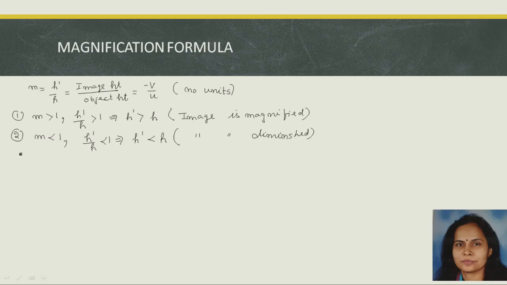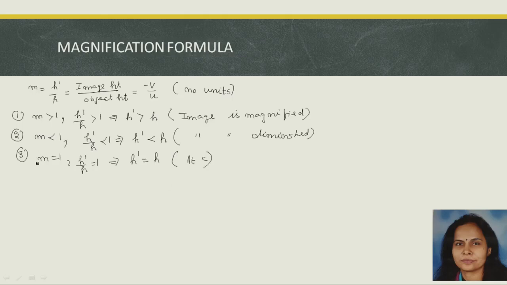In the last case, m is equal to 1. That means h dash upon h is equal to 1, and this is the case when h dash and h are equal to each other. That means image height and object height are the same. Do you remember, out of the 6 cases of image formation by concave mirror, which one is this case when the image and the object height are same? So this is when you are placing the object at C, right?